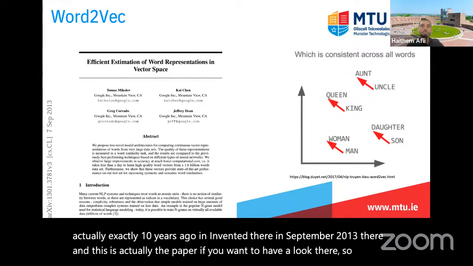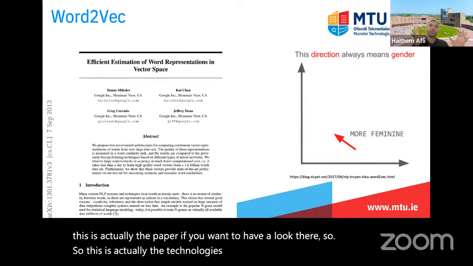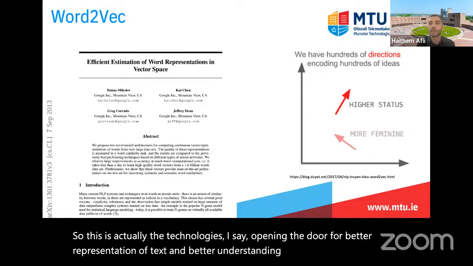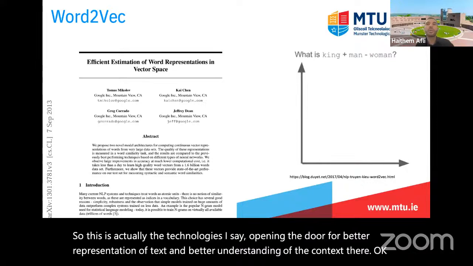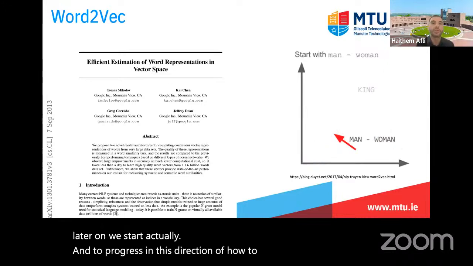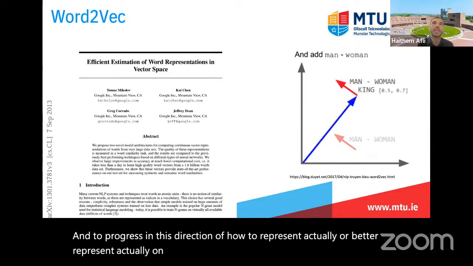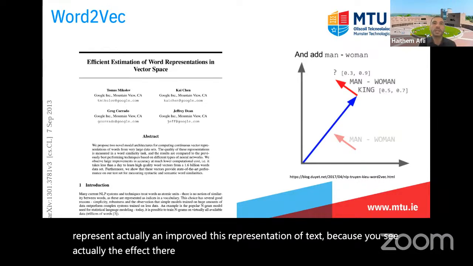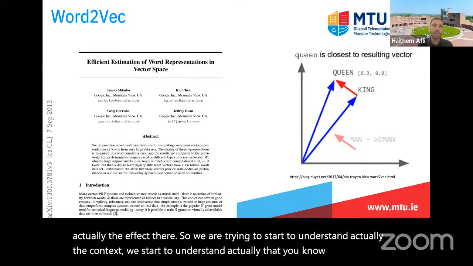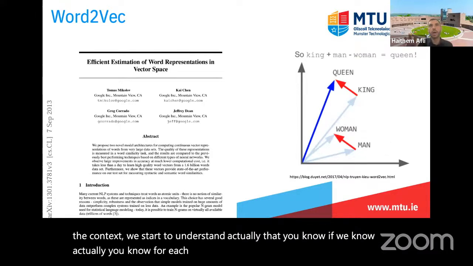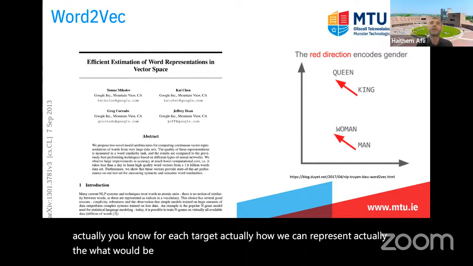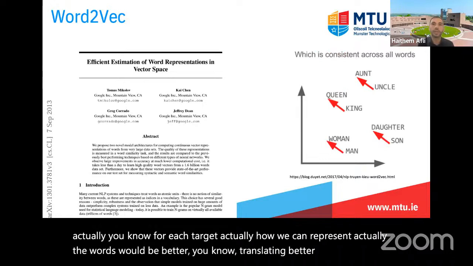So this is the technology that opened the door for better representation of text and better understanding of the context. Later on we started to progress in this direction of how to better represent and improve the representation of text, because we saw the effect. We started to understand the context. If we know how to represent the words for each target, it would be better for translating, generating text, and so on.